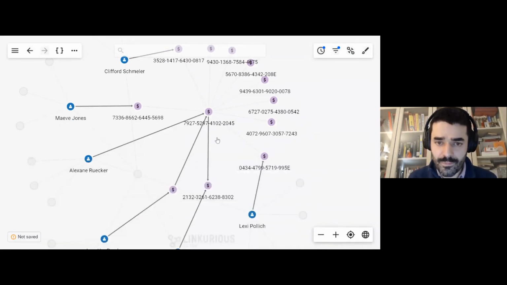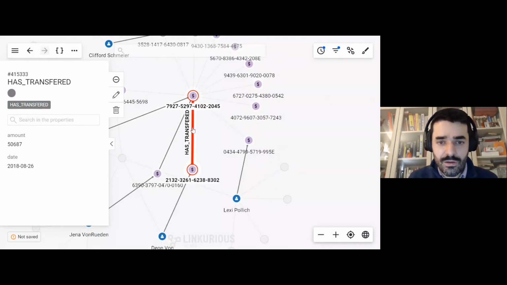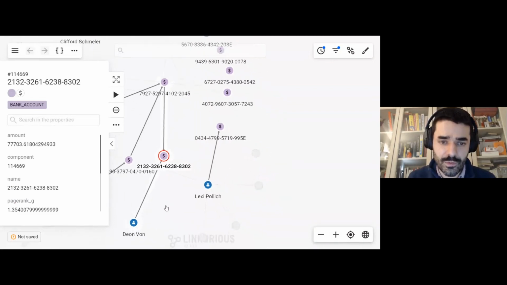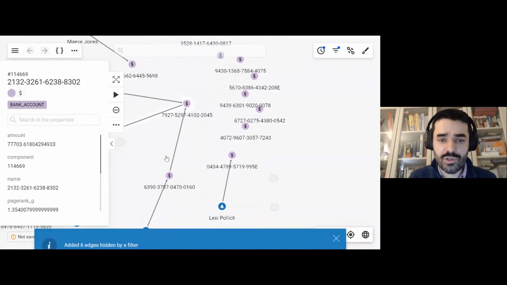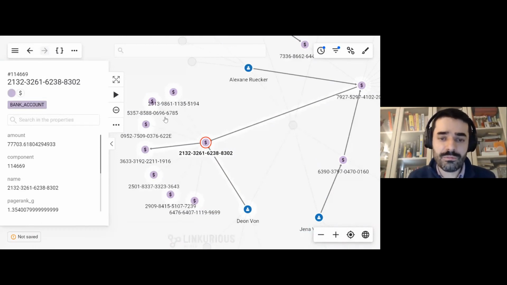frame. So we were looking into that bank account, and we have identified that this bank account has transferred a bunch of money, actually, 50K around this date, to this other bank account. Okay, so that's interesting to me. I'm going to keep on drilling into the data. So we are going to double click. So we had some new information. Some stuff is filtered out because it happens outside of the time range that we are interested in.